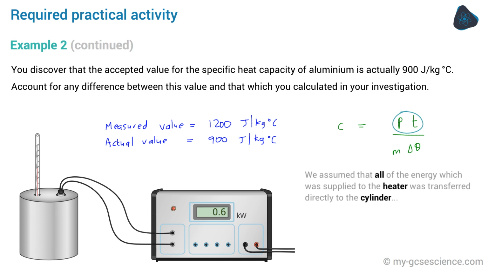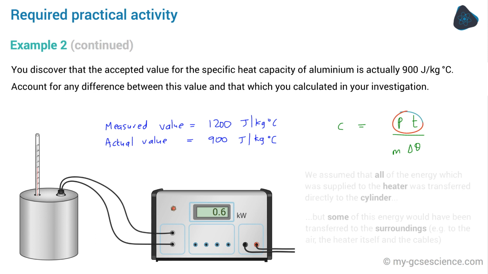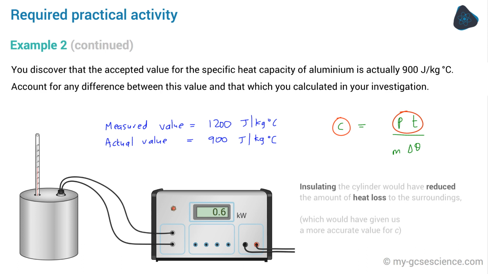We assumed that all of the energy which was supplied to the heater was transferred directly to the cylinder, but in reality, some of this energy would have been transferred to the surroundings. In other words, the top line of our equation was an overestimate, which is why our value for C was too high. To get a more accurate value using this method, we could have insulated the cylinder, which would have reduced the heat loss to the surroundings.